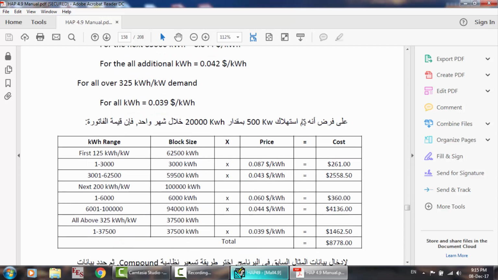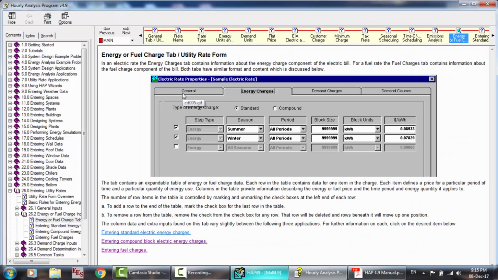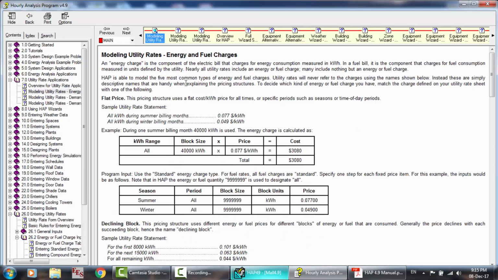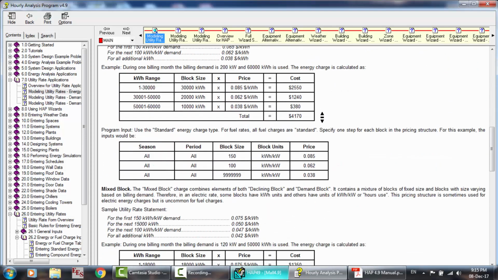So suppose that we have a total consumption, 500 kilowatt. Again here, gentlemen, this is not 20,000, this is 200,000 kilowatt hour. This is a problem here. Also, you can check that. You take F1, compound and applications discussion. Here all the examples that I have just shown.